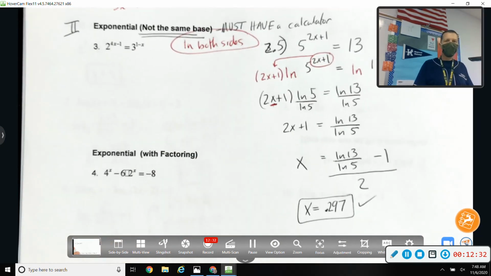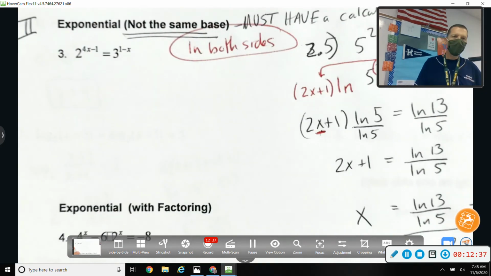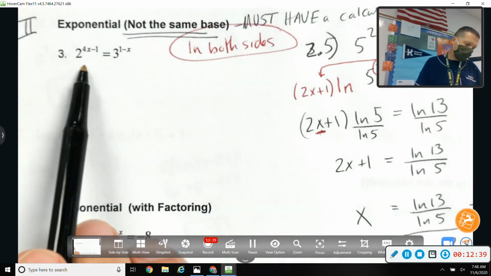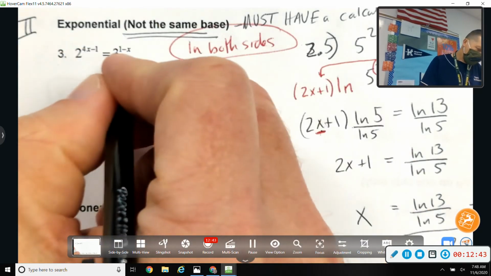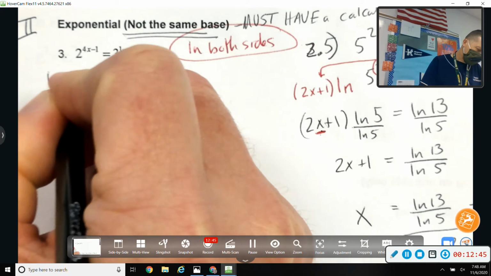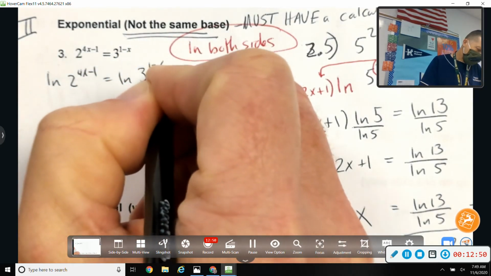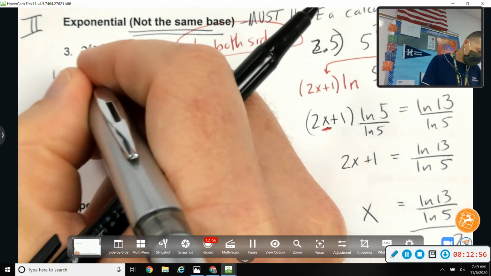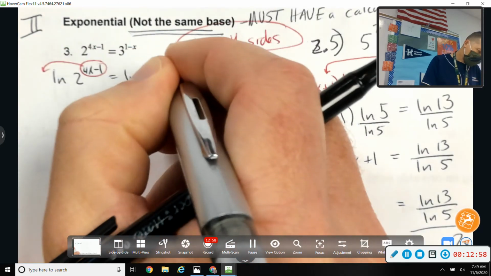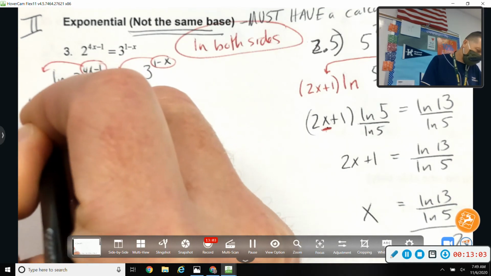All right, number 3. Well, same process, although it's going to be a little bit uglier because there's exponents on both sides. Natural log both sides. Bring the exponent down.